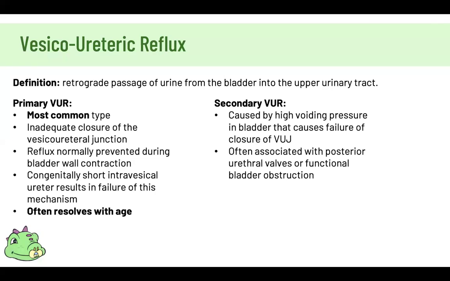So the main thing to take away from here is that primary VUR will often resolve with age, so it's not common that this will be severe and will need management. Secondary VUR is mainly caused by high voiding pressures in the bladder, which in turn causes failure of the VUJ to close. So this is often associated with more anatomical things like posterior urethral valves or some sort of functional bladder obstruction. So something like constipation or so on.